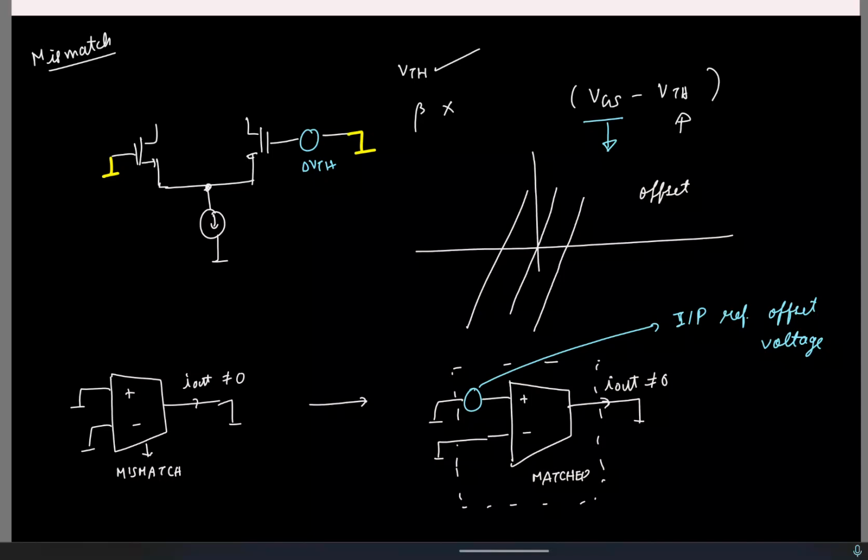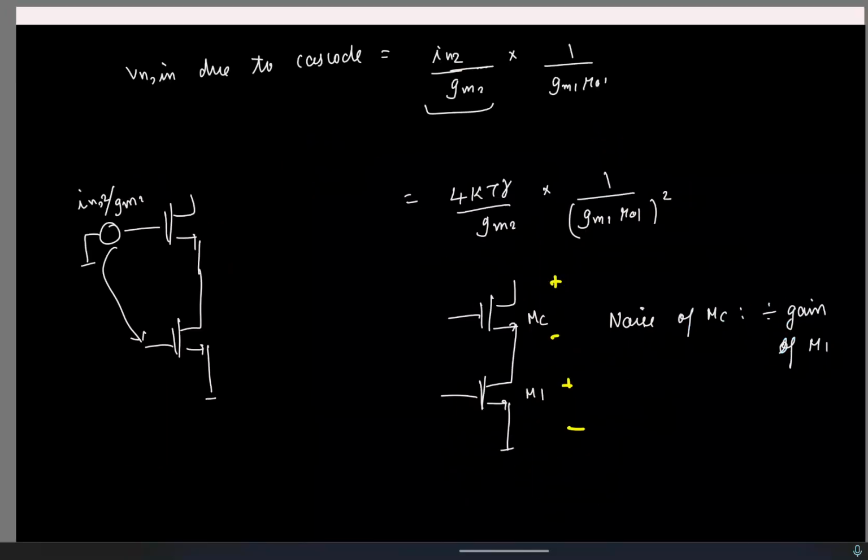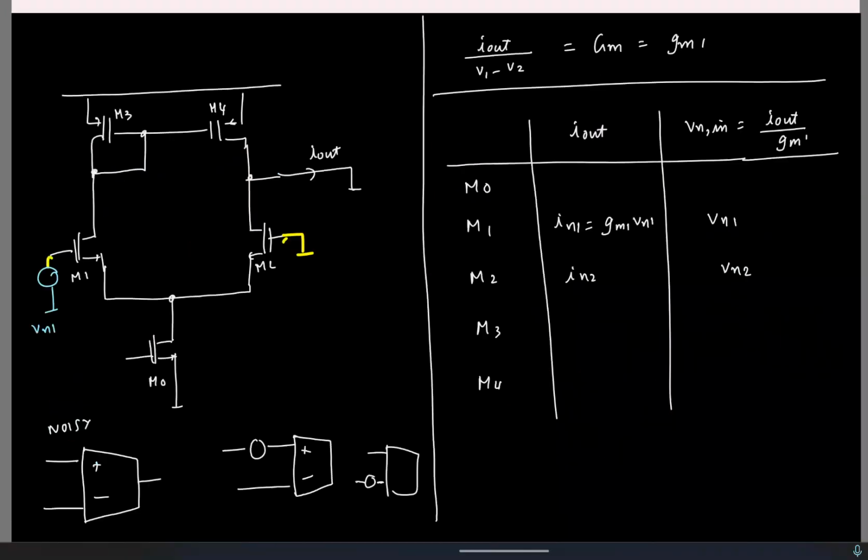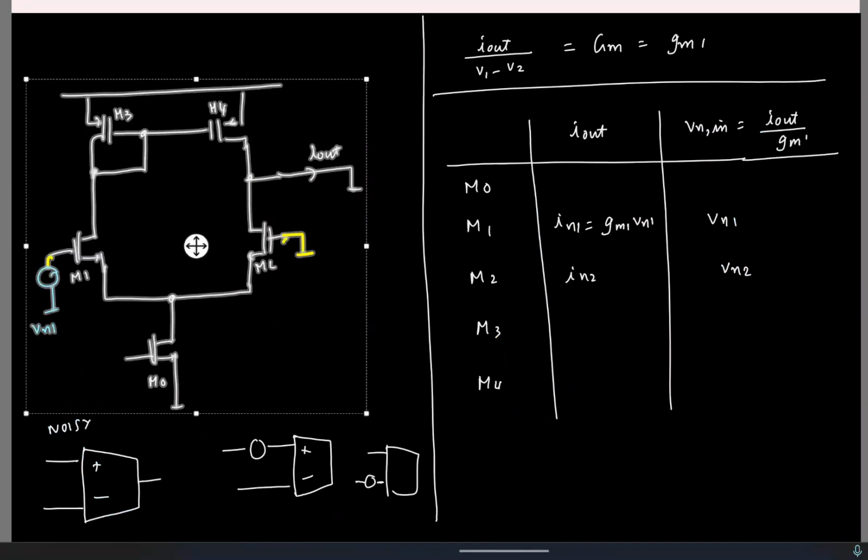The procedure to find this input referred offset voltage is identical. You first take the transistor with mismatch. For zero input, you find the short circuit current, some non-zero quantity, and you divide that quantity by the transfer function from input to output. That's all. So let's do these calculations for our 5-transistor OTA. Let me see if I can copy paste this.